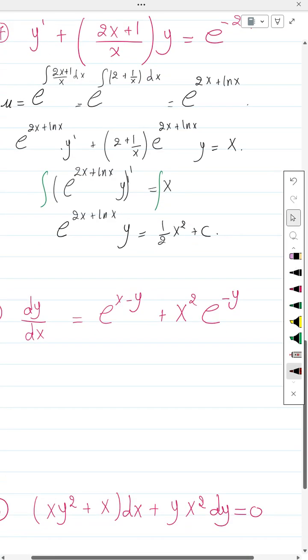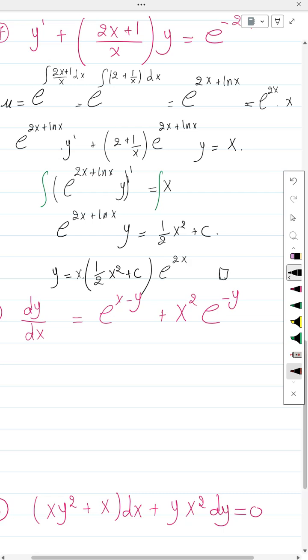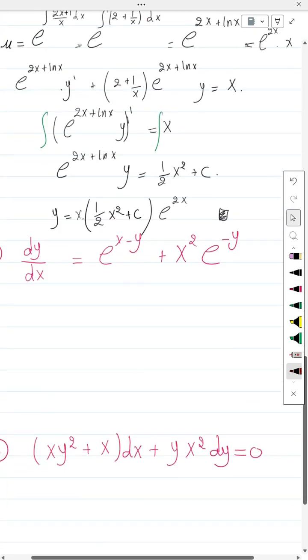By multiplying by the inverse of this, we're going to obtain y equal to 1 over 2 x squared plus c, all times, as I told you, the exponential. Let's simplify this. It's going to be equal to exponential 2x times exponential ln x, which is x. So we're going to obtain this form. Here I'm going to write x, and here exponential 2x. And this is the solution for this equation.